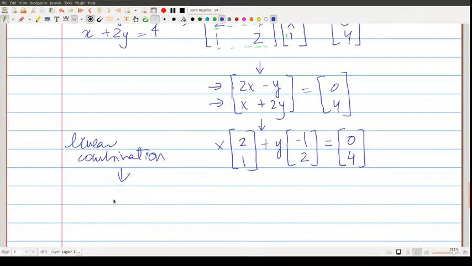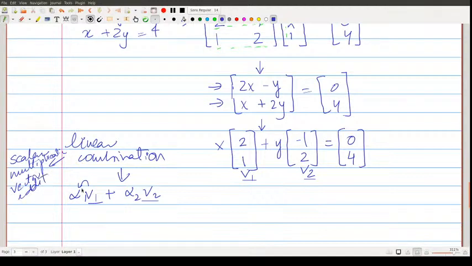So for example, if I call these v1 and v2, a linear combination of v1 and v2 is something like alpha 1 times v1 plus alpha 2 times v2, right? Notice that this is a column vector, this is a column vector, and I'm multiplying them with scalars. So a linear combination is basically scalar multiplication, where the number being multiplied is the scalar, and then vector addition. You do some scalar multiplication, and then do some vector addition.